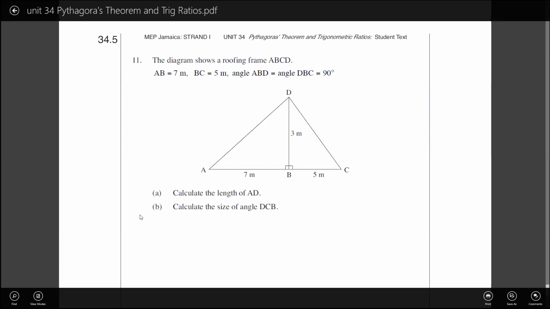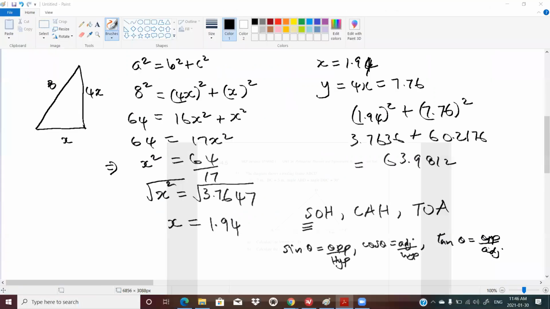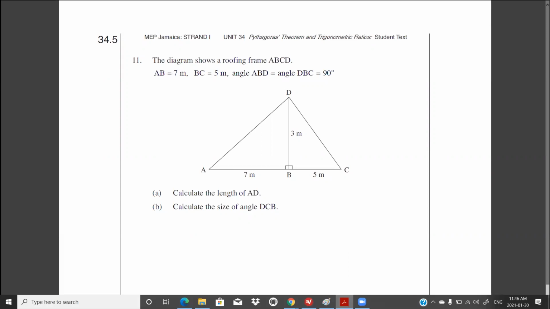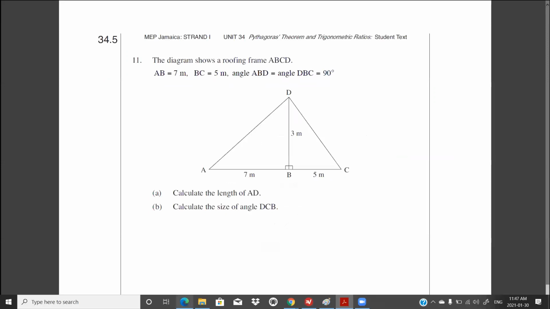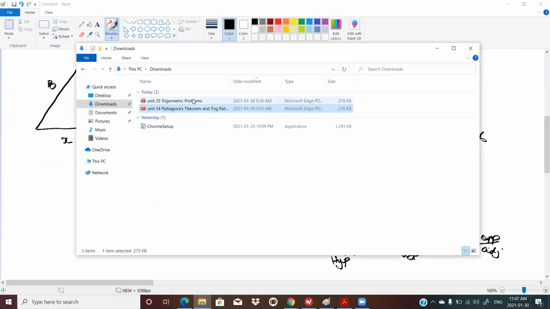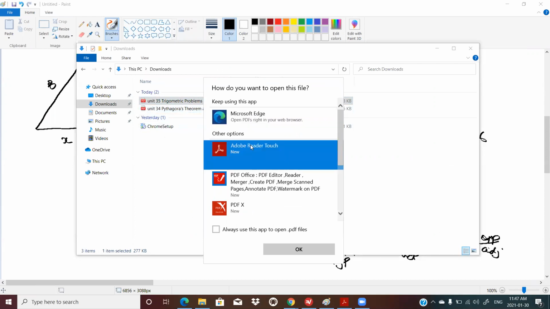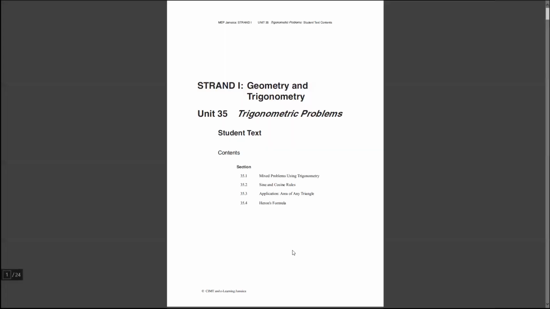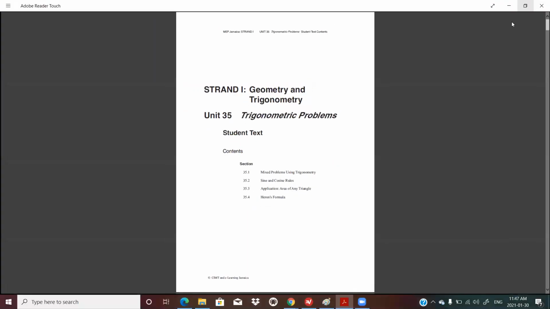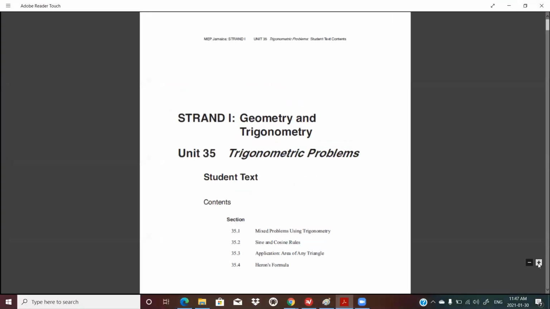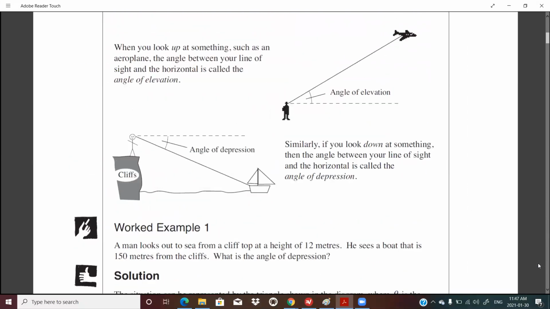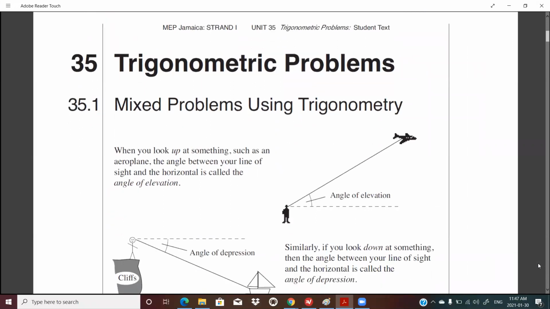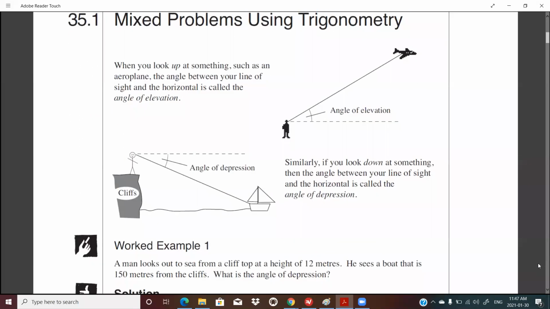All right, in the little time that I have left, let me see if I can look at the other paper real quick. Let me see what is there. Let me see what is here real quick. Oh. So it's mixed problems. Okay, so this looks like some angle of elevation and depression.